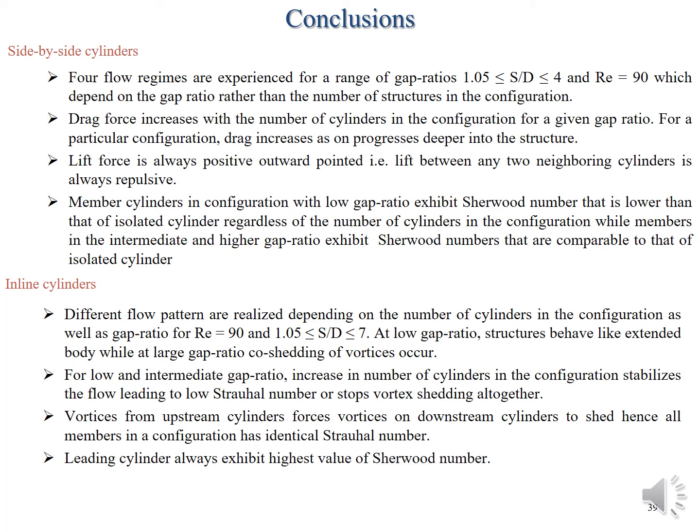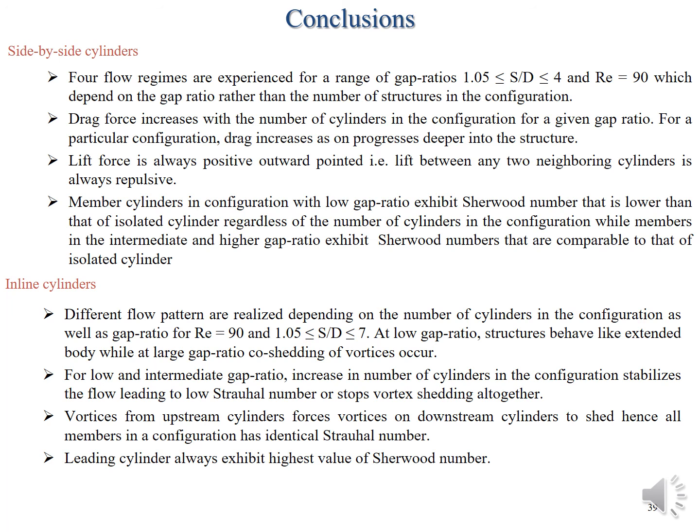So in conclusion, we can say that we have four flow regimes for side-by-side cylinders for a gap ratio of 1.05 to 4 at Reynolds number 90, at least. For lower gap ratios, we have the single body flow regime, and then as you increase, you have a deflected wake toward one side, which we call the asymmetric biased flow regime. Then we have the symmetric biased flow regime, where we have deflection on both sides with equal angles, and finally we have what we call an independent regime, where all the cylinders behave independently.